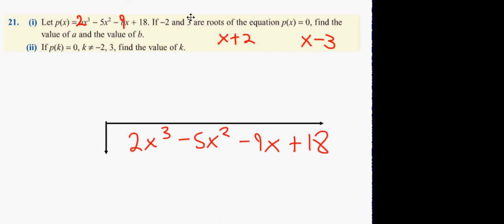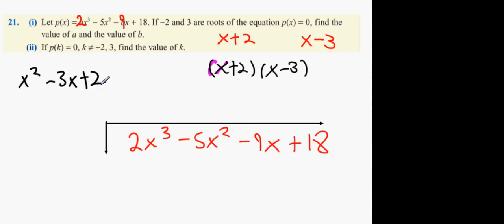What I'm going to do is something different. I'm going to multiply the two of them by each other. I'm going to multiply x plus 2 by x minus 3. What I'm going to get is x squared minus 3x plus 2x minus 6. I'm going to get x squared minus x minus 6. I'm now going to divide this into it, and when I divide this into it, look what happens.